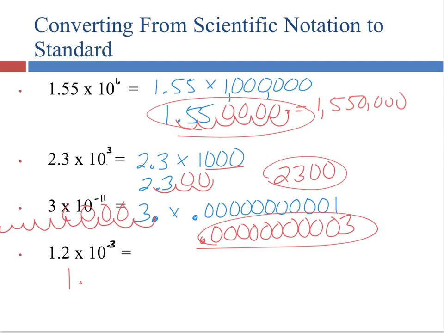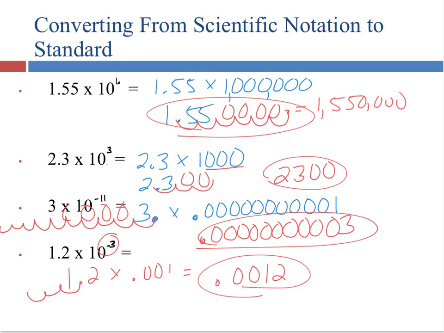Okay, we have 1.2 times 0.001, which means that this is going to move the decimal point -3, so negative direction 1, 2, 3. So this is going to equal 0.0012. Do you kind of see the shortcut? And more importantly, do you understand what's actually happening?